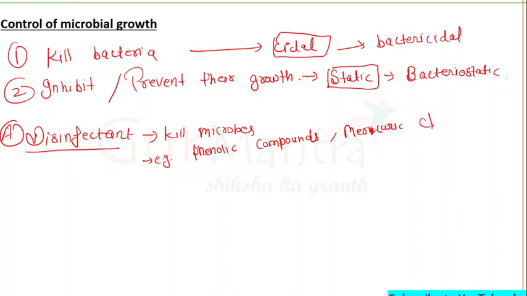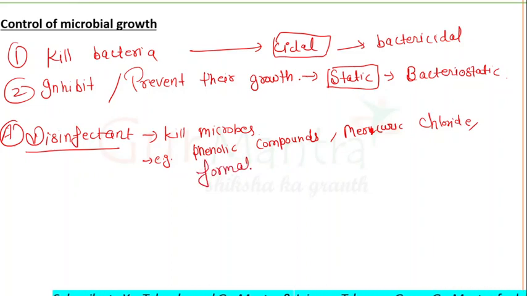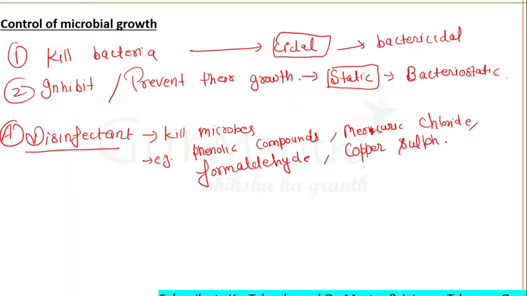Mercuric chloride, right? And others are like formaldehyde, and others are like your copper sulfate, right. So these phenolic compounds denature protein and they will disrupt the membrane. Mercuric chloride will inactivate the protein by binding to their sulfide group.